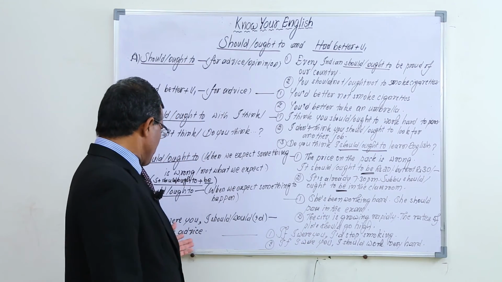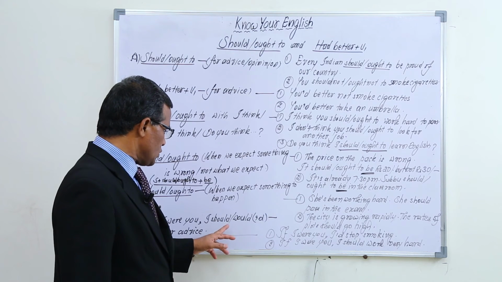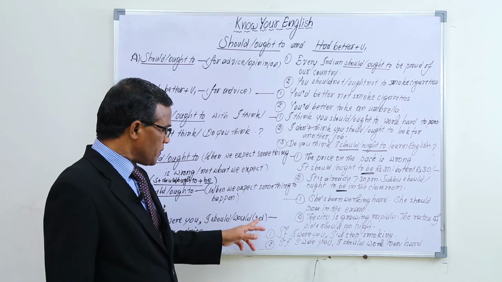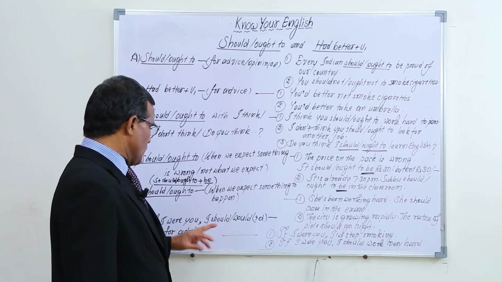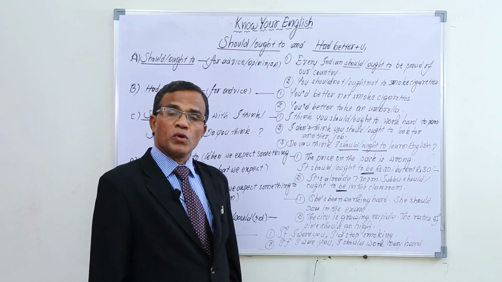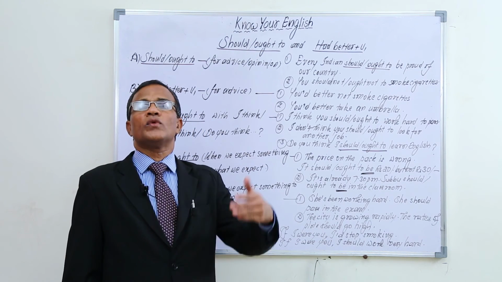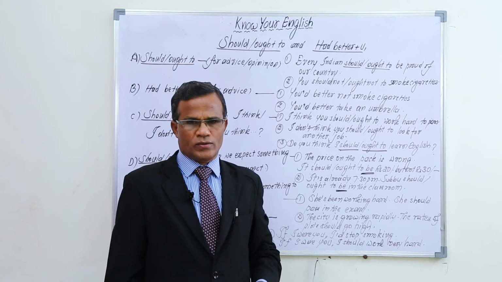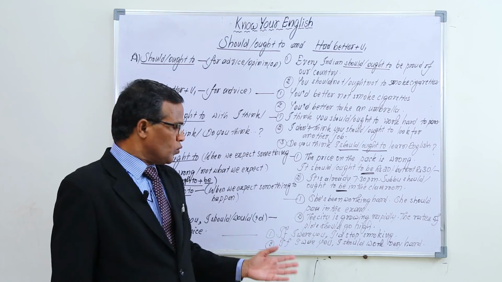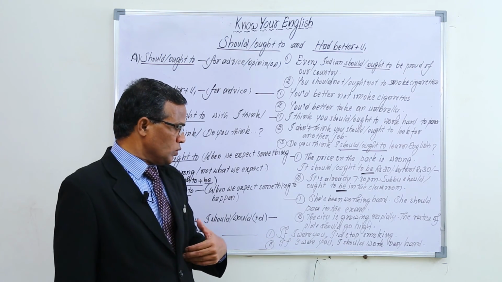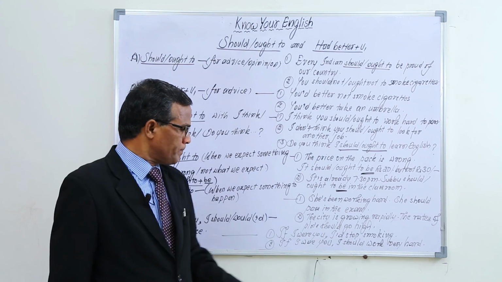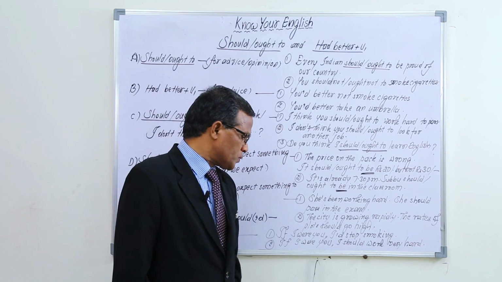Okay, now next, if I were you, I should or I would. The short form for both is apostrophe d. It is also for advice. "If I were you, I'd stop smoking." Means I advise you to stop smoking. When we want to advise another person to stop smoking, we can use it in this way also. "If I were you, I'd stop smoking." I'd means I would or I should.